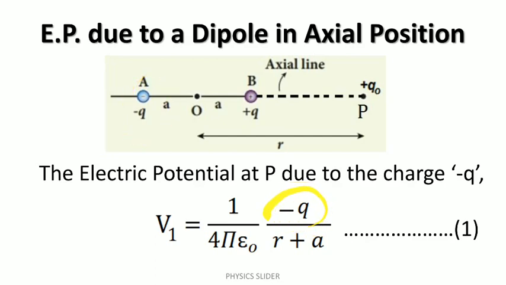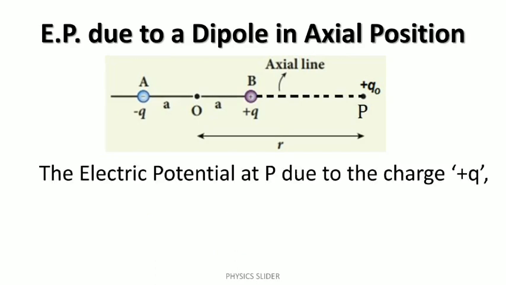In case of electric field, we were not taking this sign. Why? Because we have already defined the direction in the case of electric field, but in case of electric potential we will not be defining the direction because it is a scalar quantity. So in case of a scalar quantity, we cannot define the direction. As we haven't defined the direction, we will calculate with the sign. So this is the electric potential due to the charge minus q.